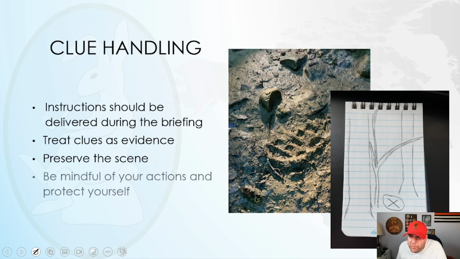Whenever we talk about clue handling, those specific instructions on how to handle clues should always be delivered during the briefing. However, there are some guidelines that can generally always be followed. Always treat clues as if they're evidence, and always treat the area around a clue as a potential crime scene. I'm not saying it is or it isn't, but if you treat it that way, you reduce the risk of that area being contaminated if it does become a crime scene or that does become evidence.